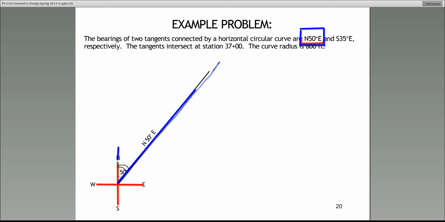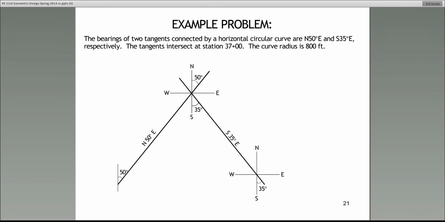All right? Now, tell me something, guys. Let's see if you can help me create the second line. The second line, or the forward tangent, has a bearing of, look at top right, south 35 degrees east. So this is what we do. Let's go to the next slide.